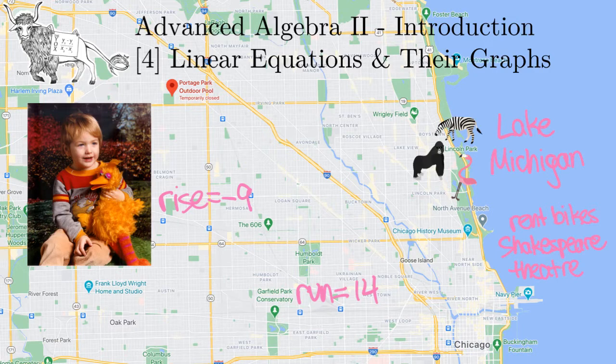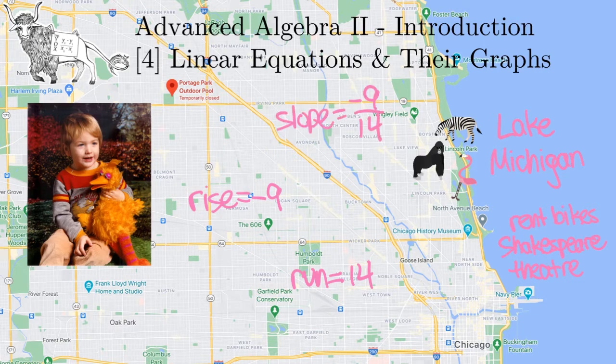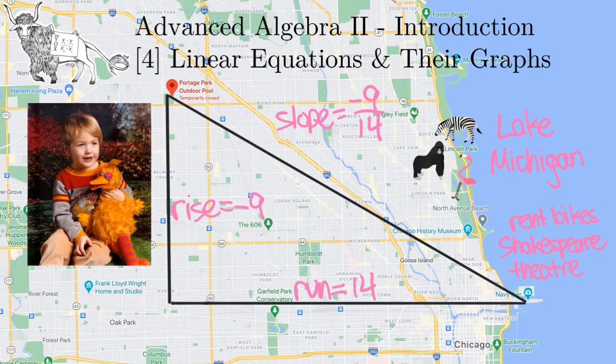Okay, fine, it wasn't perfect. Give me a break. But what's cool is we could do a variety of things with that information. We could find the slope by writing those numbers as a ratio. We could estimate the distance from Portage Park to Navy Pier by sketching a triangle and using those values that we just found to find the hypotenuse of that triangle. And we could also estimate the midpoint of our route.